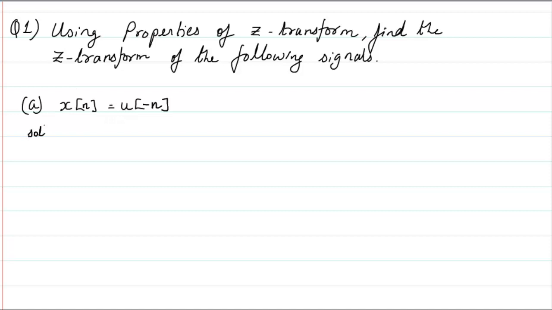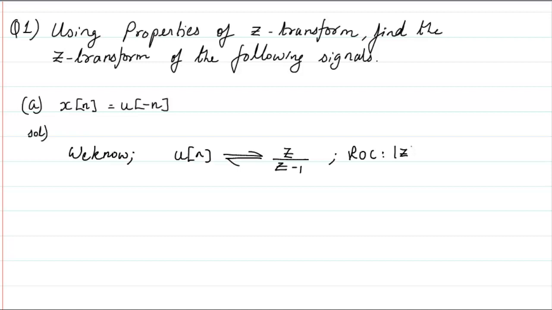See, we have already studied the property of time reversal. So what we will do is first we will find out the Z transform of u of n, which we already know, and then from there we will use the time reversal property to find out the Z transform of u of minus n. So let us do it step by step. So we know that the Z transform of u of n is basically given by z divided by z minus 1 with ROC z greater than 1.